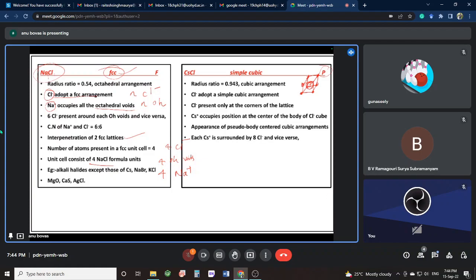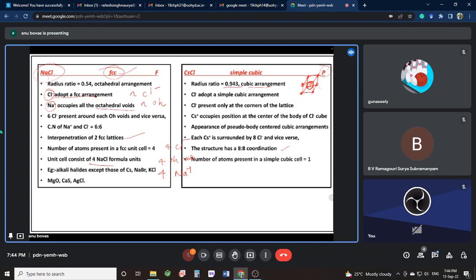Now, as we can see here, one cesium plus is surrounded by 1, 2, 3, 4, 5, 6, 7, 8 Cl minus, and if we extend this structure, we can see it is the same the other way also. So the coordination is 8 to 8. This can also be found from the earlier table that we have seen. If the radius ratio is 0.943, it has a cubic arrangement and the possible coordination number is 8.